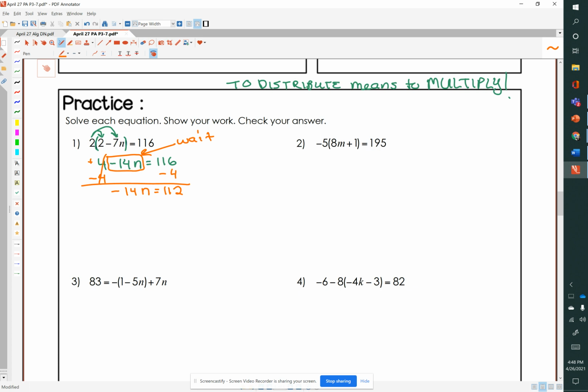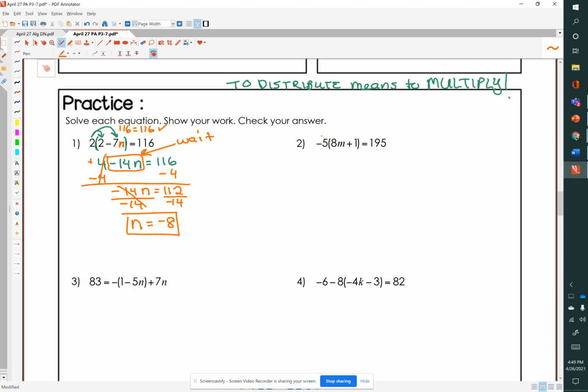So if we divide 112 by 14, that would equal 8 because 8 times 14 is 112. So we're going to divide both sides by negative 14, and that would isolate our n, and n would equal negative 8. If we substitute negative 8 for n and evaluate this, we would end up with 116 equals 116, and our answer would check.